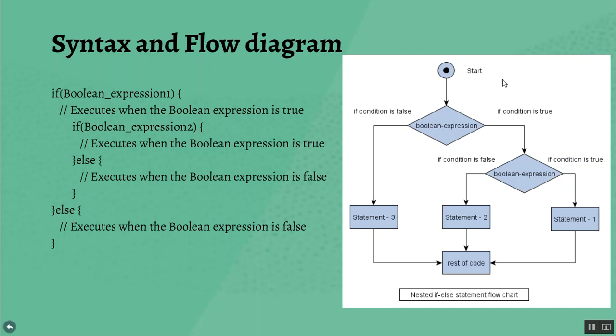Here is the flow diagram. It starts with a boolean expression, which is the first condition of the if. If that condition returns false, then this else statement, statement 3, is going to execute. If not, then boolean expression 2 is going to be evaluated, and based on that boolean expression being true, we are saying expression 1 and expression 2 are going to be evaluated.